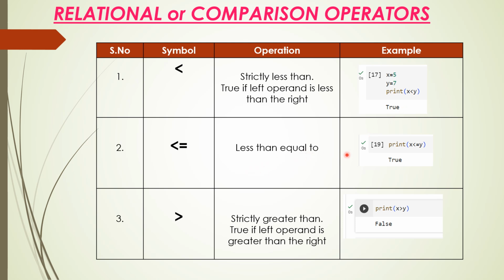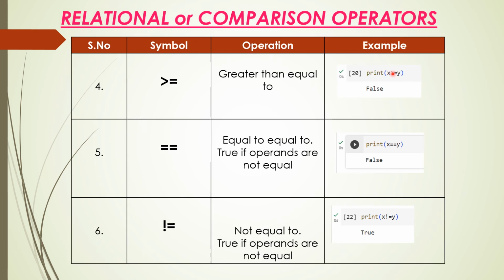Likewise, less than or equal to. I am printing x less than or equal to y. Yes, of course, because it is less than anyway, so it is true. Same way for the greater than operator. I put x greater than y. No, it is false. If I put y greater than x, yes, it's true. Same way, x greater than or equal to y is false for the example that we took.